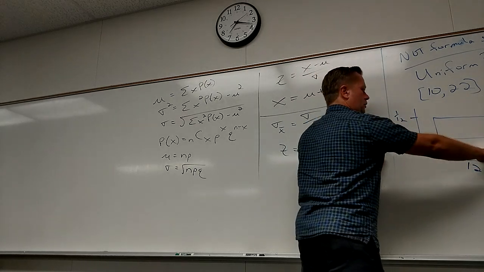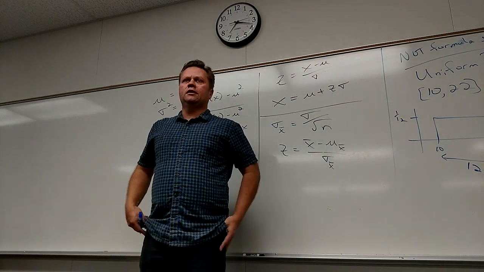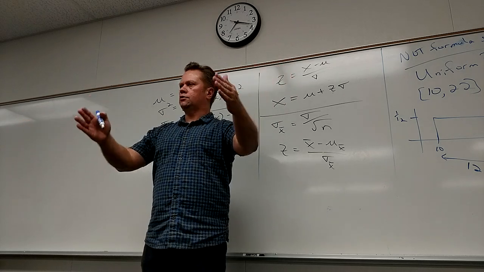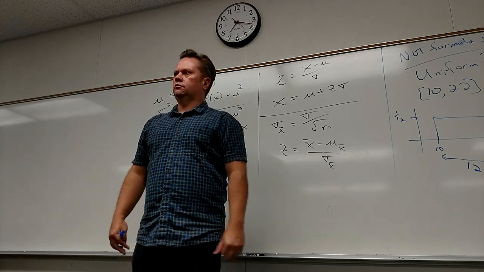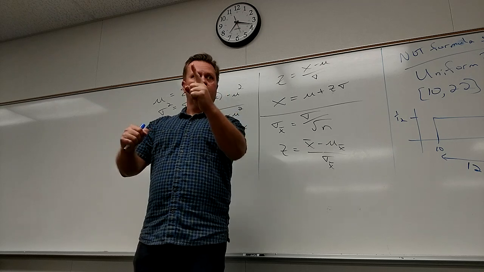It's not 1 over 22. It doesn't make any sense. It doesn't go from 0 to 22. It goes from 10 to 22. So it's 1 over the width. Because what do you multiply by to get 1? The reciprocal. I want to force the total area to be 1.